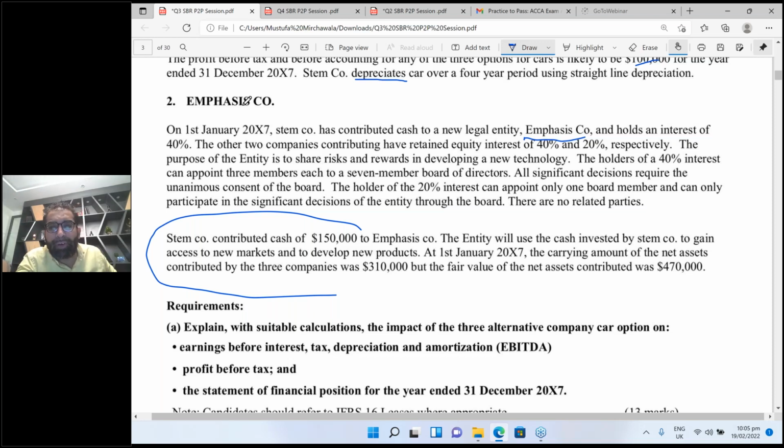The holders of a 40% interest can appoint 3 members each to the 7-member board of directors. There are a total of 7 people who will sit on the board, and those who hold 40% shares will have 3 members each. So 3 board members will be sent by STEM company, 3 members by the other 40% guy, and 1 member by the 20% holder. Total 7 members: 3, 3, and 1. Now let's see how the board will work.